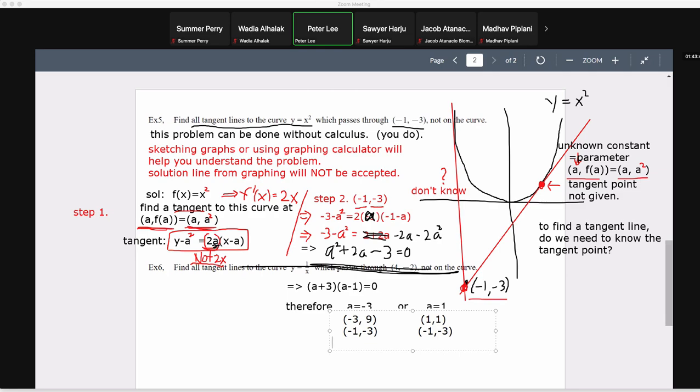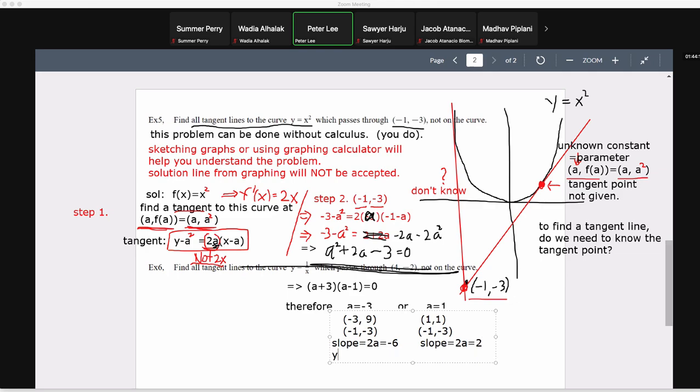What's the line equation? By the way, I didn't write the slope, so let me write the slope. What is the slope? It's equal to 2a. So what's 2a? 2a is equal to minus 6. That's the slope. Then what is the slope on this side? The slope is equal to 2a, which is equal to 2 in this case.